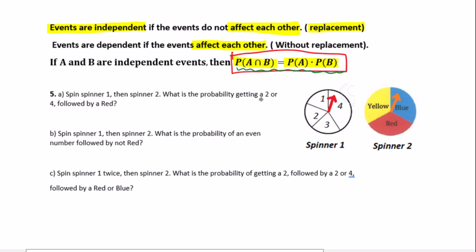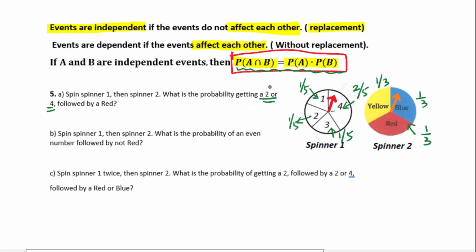Getting a 2 or 4, check the area. For this circle, altogether, there are 5 equal parts. For 1, it's 1 over 5. 2, 1 over 5. 3, 1 over 5. For this 4, 2 over 5. For spinner 2, each color is 1 over 3.